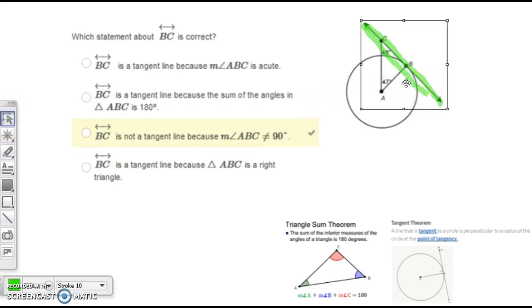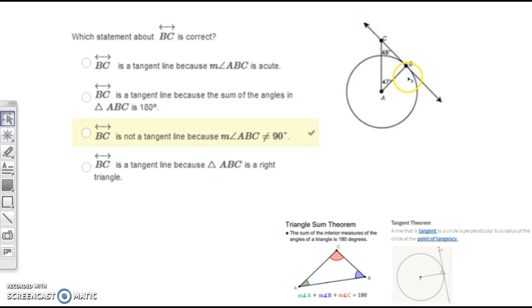If you notice, it only touches that circle at exactly one spot. Goodness, y'all. I'm riding the struggle bus. There we go. So it only touches the circle right here at point B. And remember, we know anytime we have a tangent to a circle, that is going to be perpendicular.